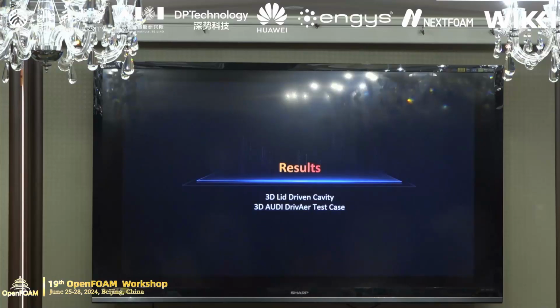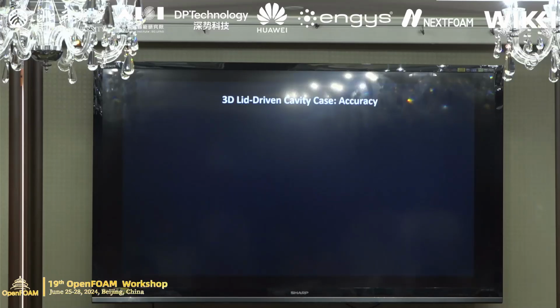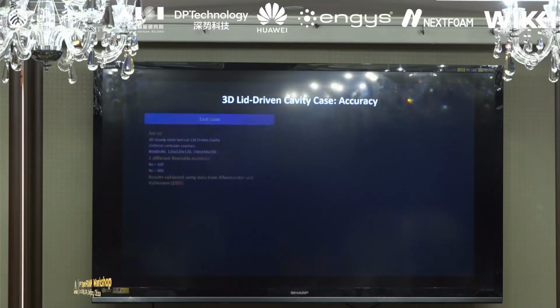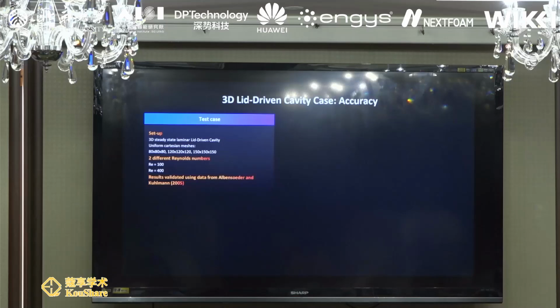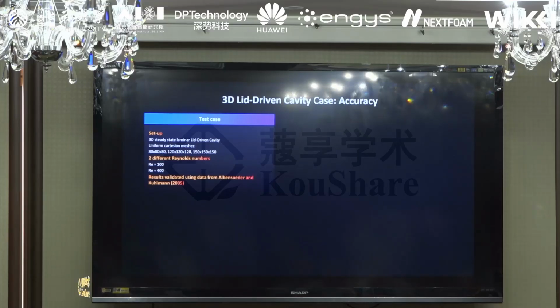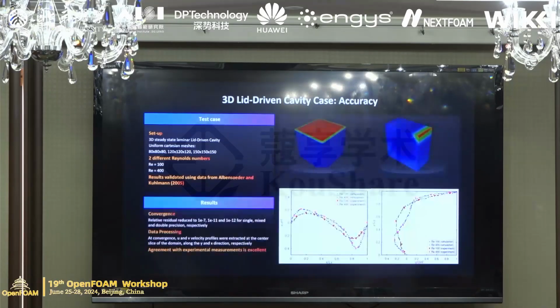So now I'm going to show you the 2 different test cases that we've tested this approach on. The first one is the 3D lid-driven cavity case. So it's a 3D steady-state laminar test case. We tested several mesh sizes to be able to see the benefit of the approach for different mesh sizes, and 2 different Reynolds numbers, 100 and 400. And we also have data to compare to.